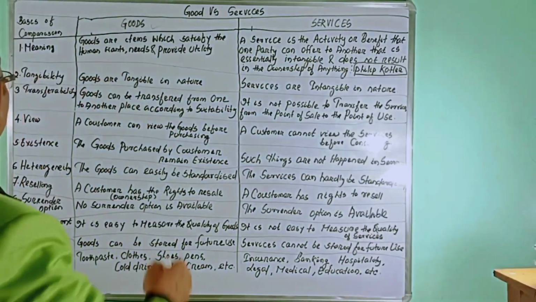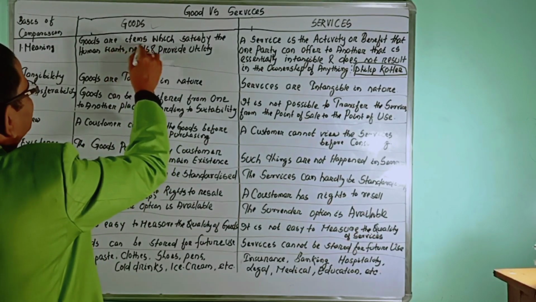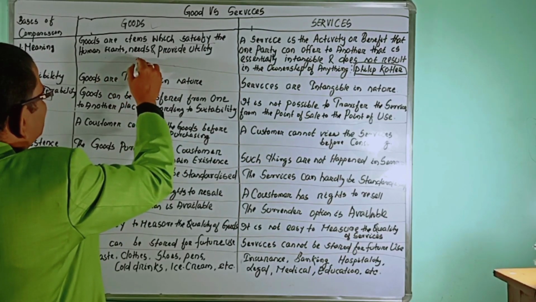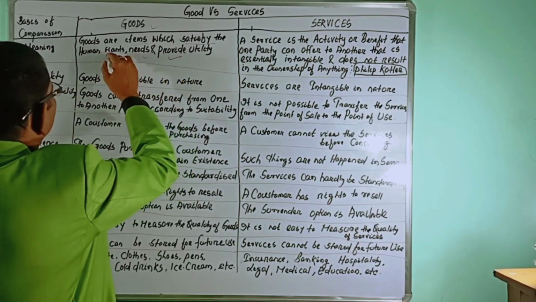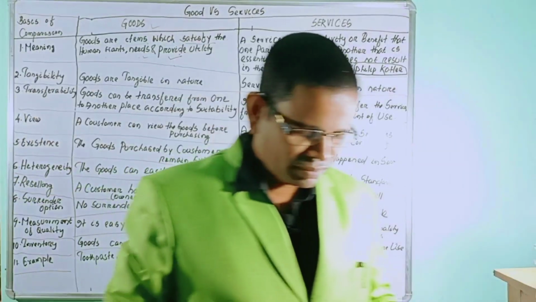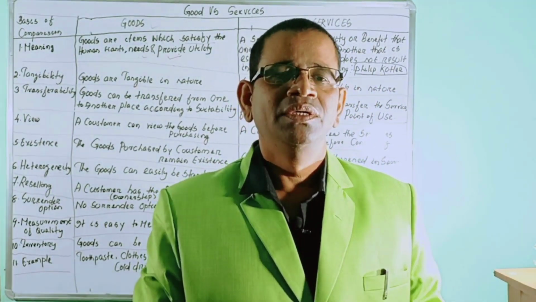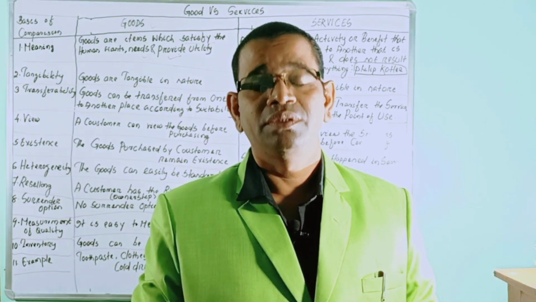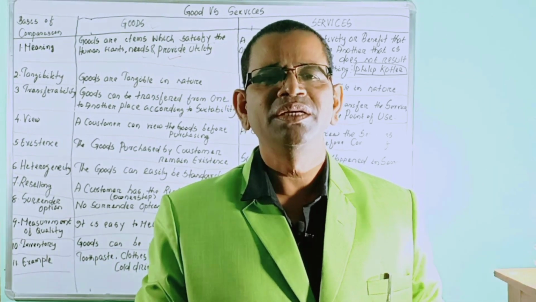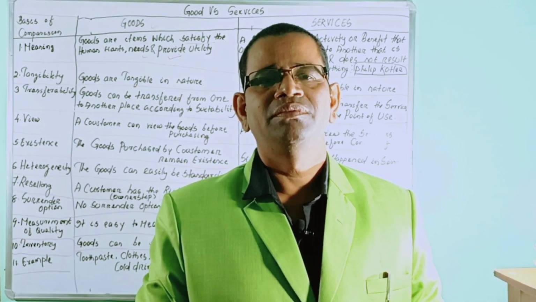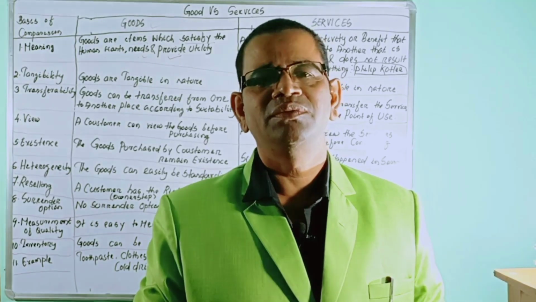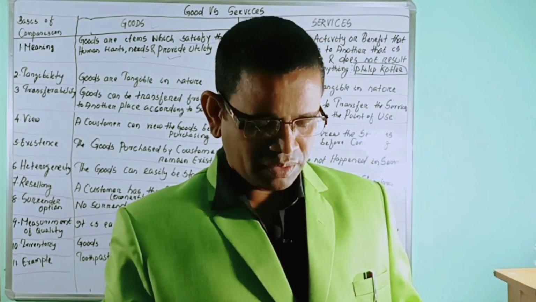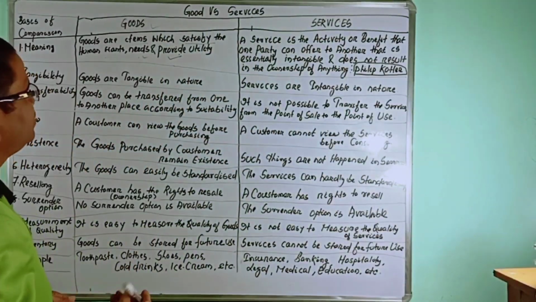What is the meaning of goods? Goods are items, merchandise which satisfy human wants and needs, and goods also provide utility. First of all, one question: why do we consume or use a product or goods? Because we have some needs or wants. That's why we purchase or use goods, and ultimately the goods provide utility for us. And what is the meaning of services?